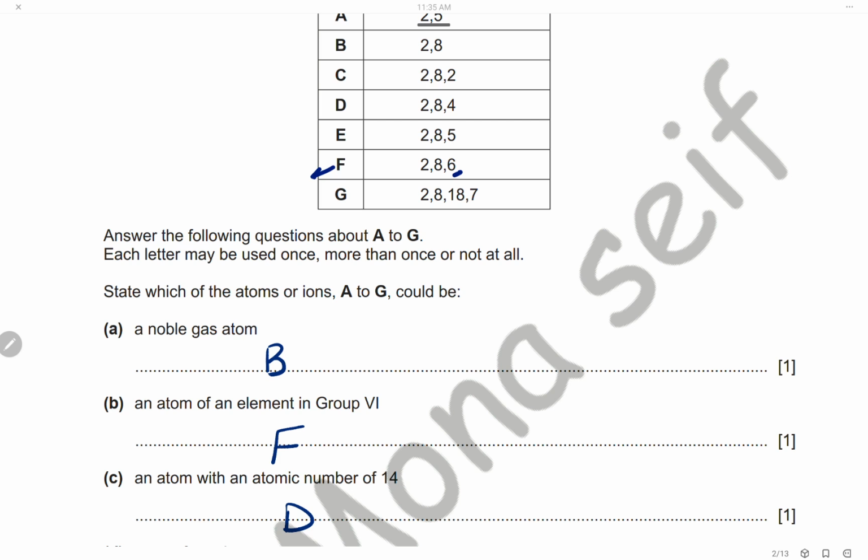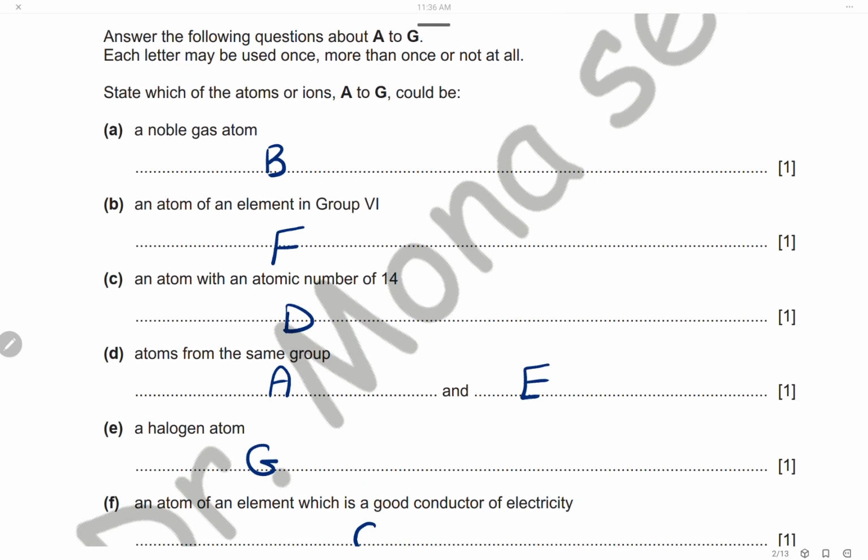Atom with atomic number 14. 14 is the number of protons because it's an atom, so it's neutral. The number of protons equals the number of electrons. So we have 14 electrons. The answer is D. D has 14 electrons.